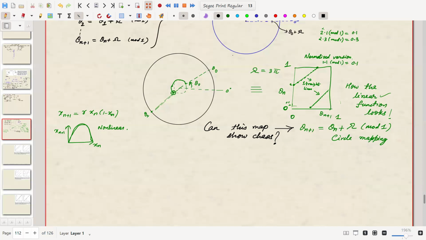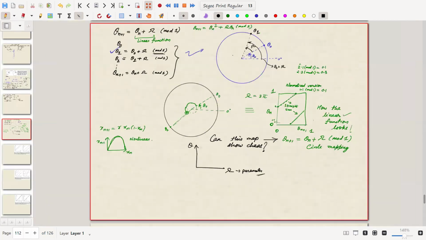Let me know. What you can do, maybe try with bifurcation diagrams. Draw the bifurcation diagram. Do you see any period doubling route to chaos? Do you see no period doubling route? Whatever you do, it is a very easy thing. Only one parameter you have. Theta versus omega you have to plot. Omega is the parameter, isn't it? Depending on the parameter you are changing it. Think about this. Can this 1D circle map show chaos?